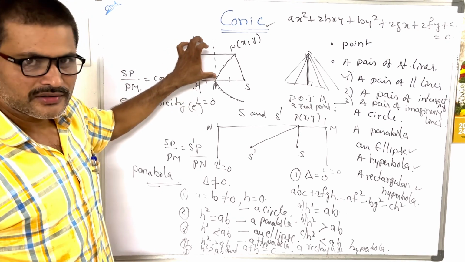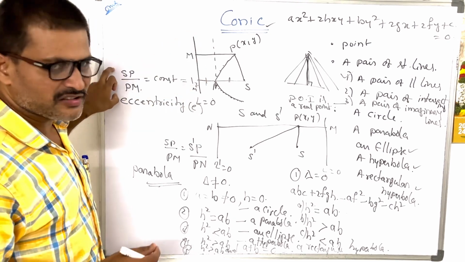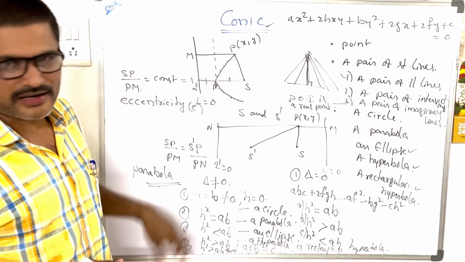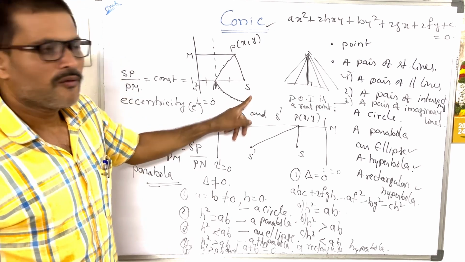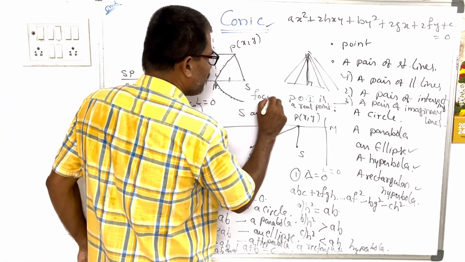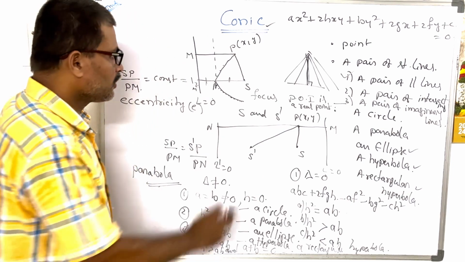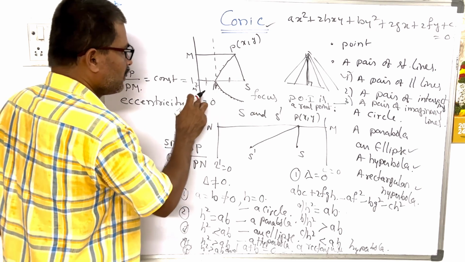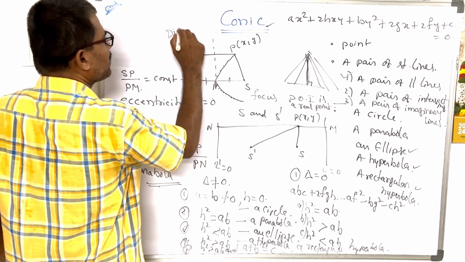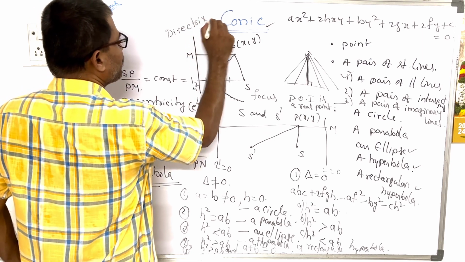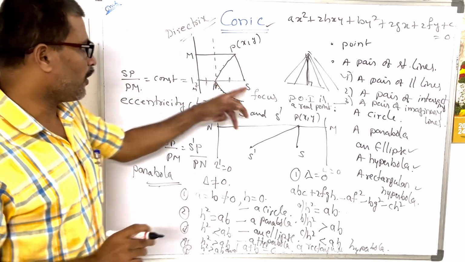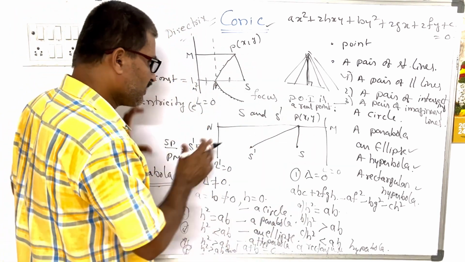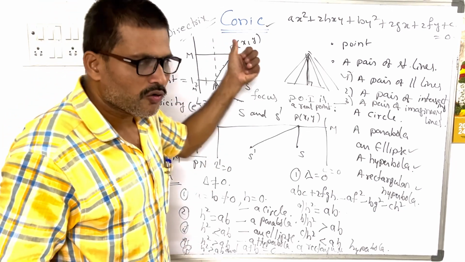So in that conic, the main theme is the constant ratio SP by PM. In mathematical terms, the fixed point can be treated as the focus. In the same way, the fixed line can be treated as the directrix. So the fixed point is the focus, and the fixed straight line is called the directrix. So this is the basic information of conic section.